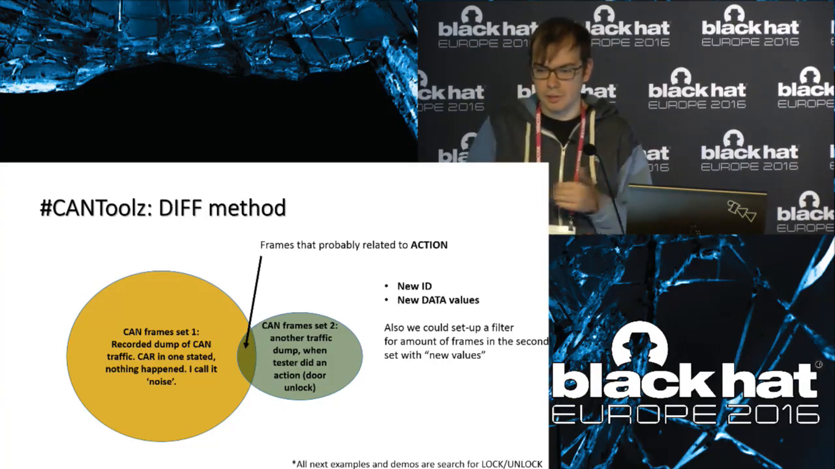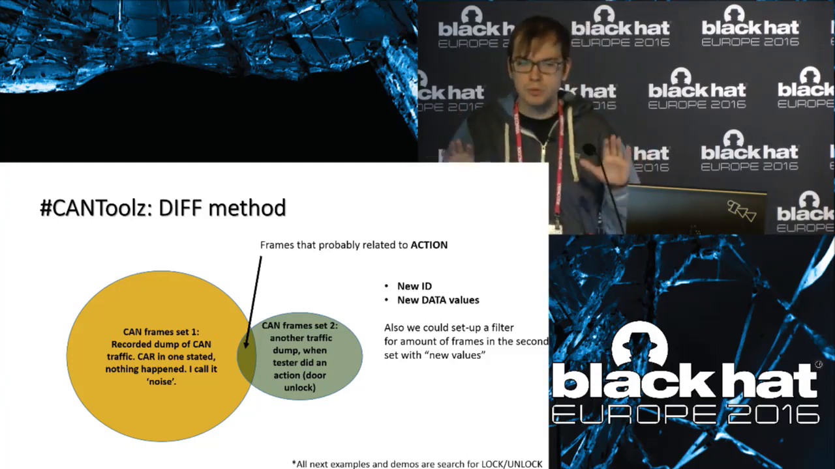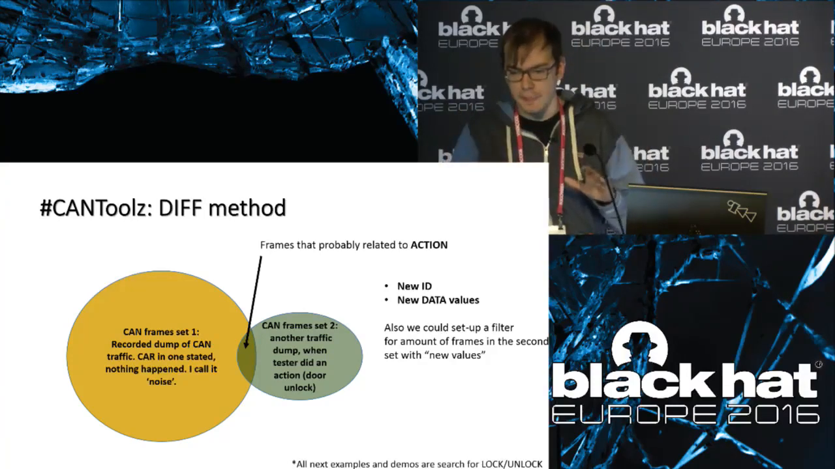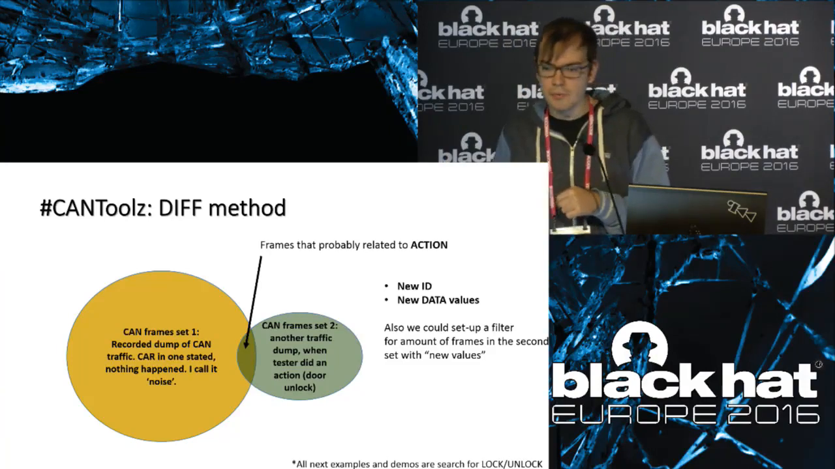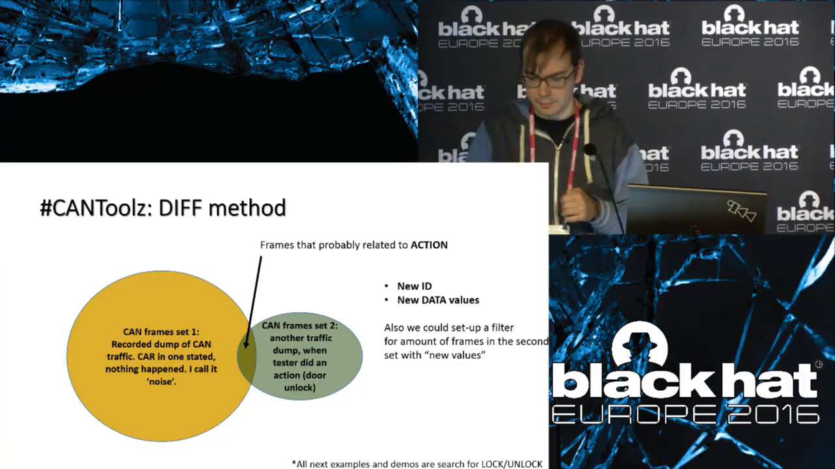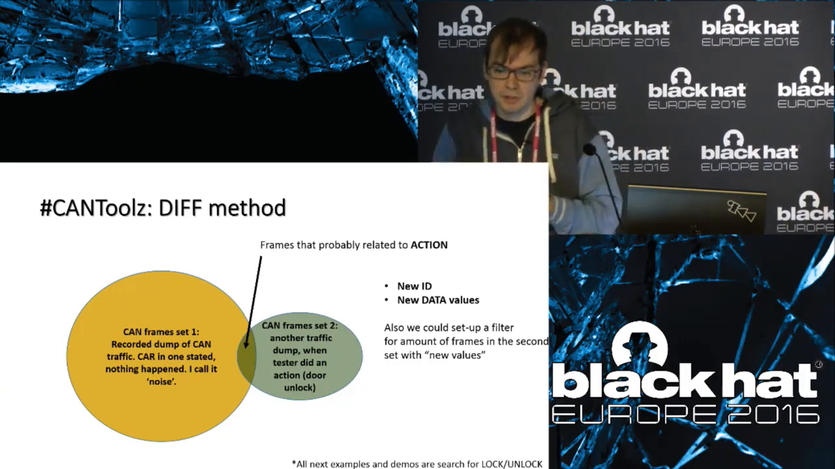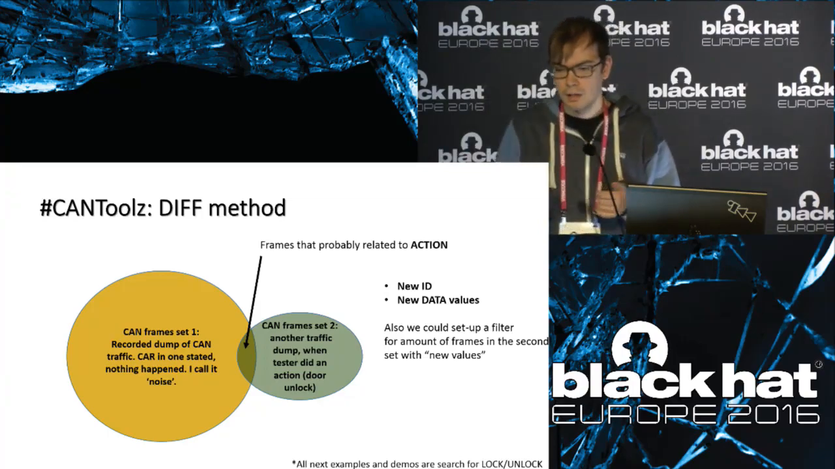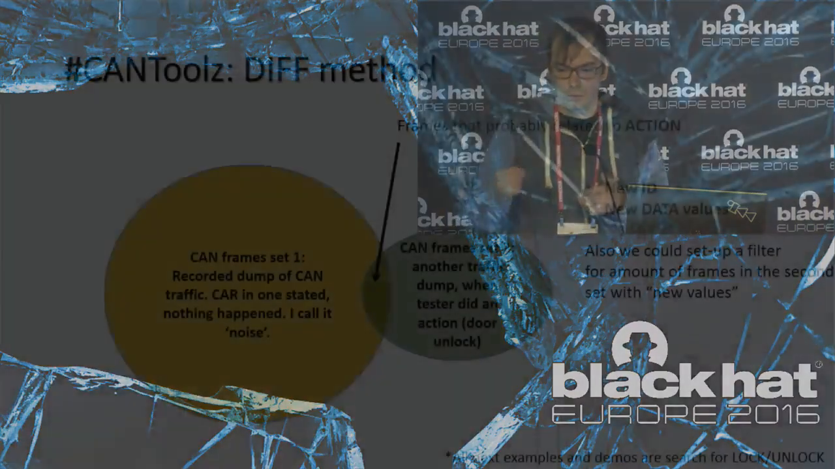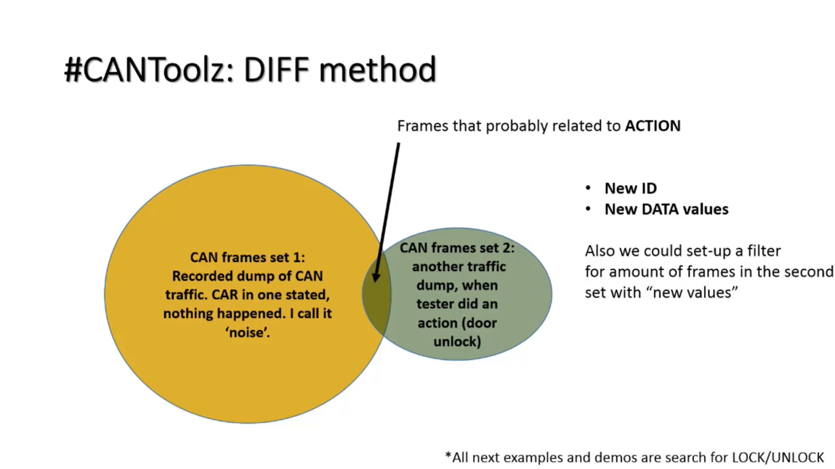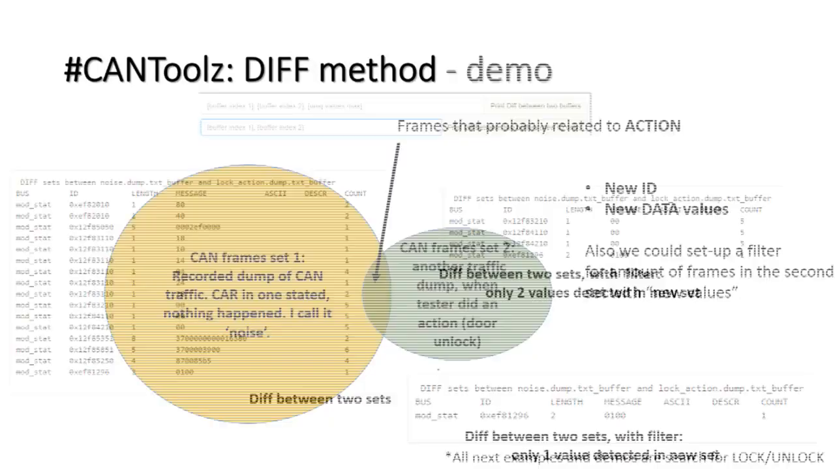We collected traffic, for example, for 2 minutes and did nothing to the car. So just normal traffic, if nothing happened on the car. Then we collect the second dump of the traffic, where the event happened, an action like unlock door. There's a small amount of traffic, but actually for a few seconds it could be like 1,000 different CAN frames, because there's a lot of traffic in the bus. And then you do a simple diff and find the difference between these two traffics, and probably this difference will be what you're looking for.